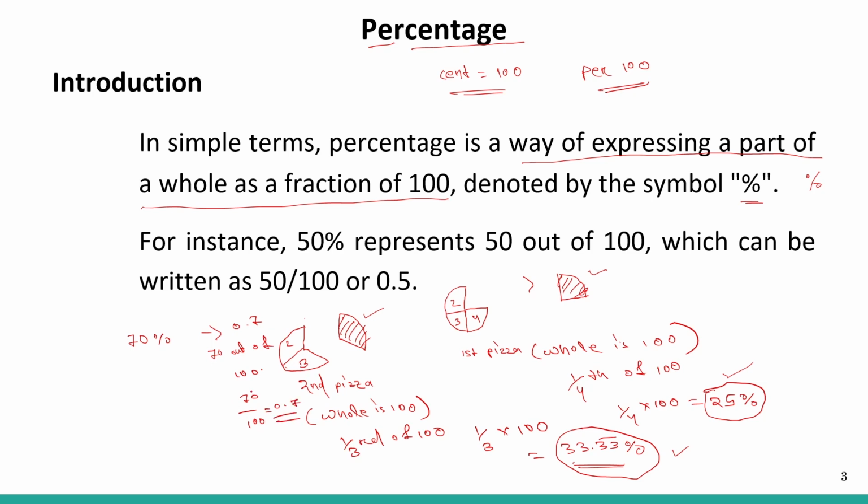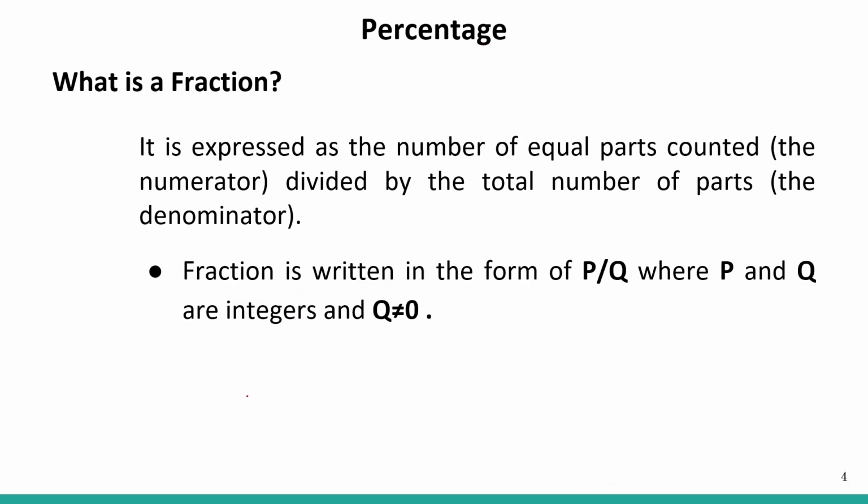Okay, so let's see the next detail. So what is a fraction? It is expressed as a number of equal parts counted, the numerator, divided by the total number of parts, the denominator. So fraction is nothing but it involves just two numbers. A number remains in the upper part, or above the fraction bar. This is called the fraction bar.